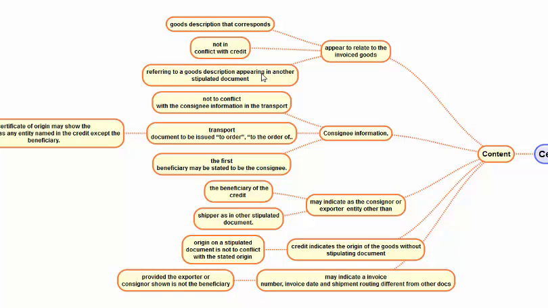The bits and pieces put together should give the same meaning. It can refer to goods description appearing on another document. It can say this is the certificate of origin of the goods covered by invoice number 123 or BL number ABC or whatever. It can relate to the goods description by referring to another stipulated document.